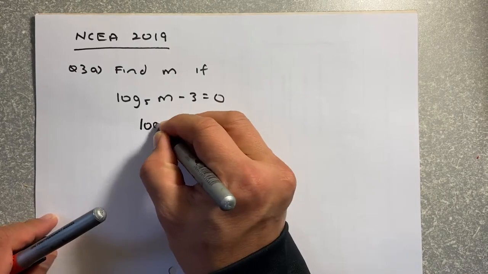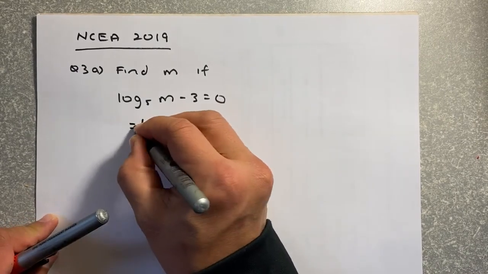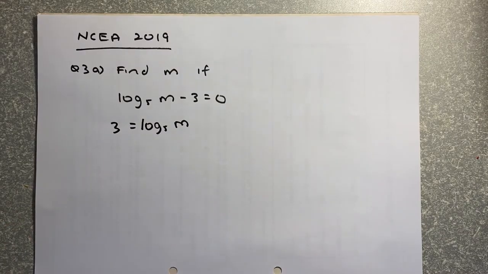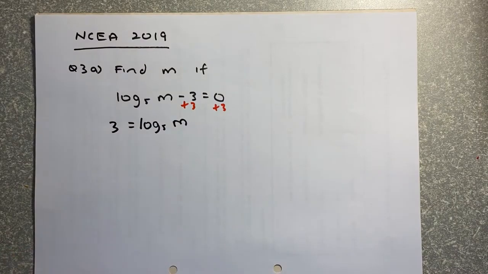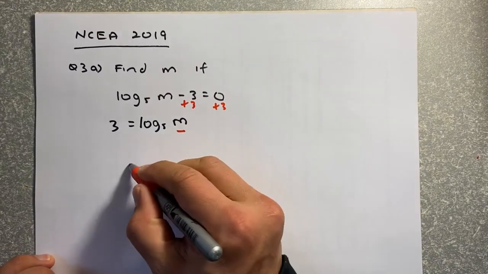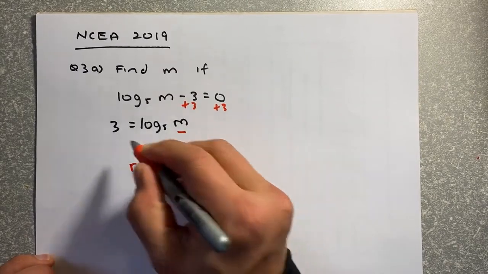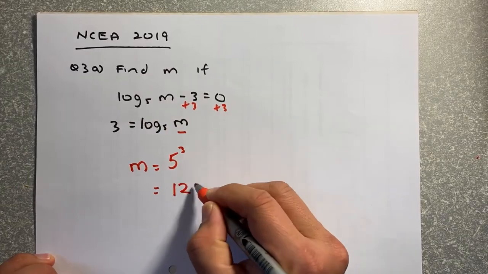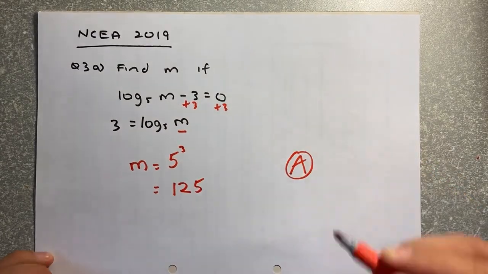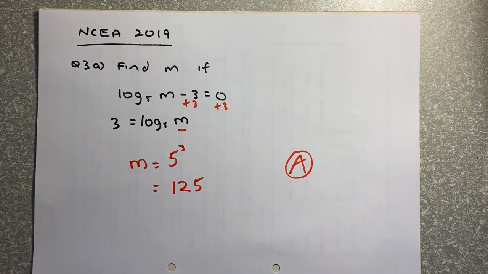So log to the base 5 of m equals 3. What you did is plus 3 on the left and plus 3 on the right, and we put the 3 in front now. Okay, so now we have the single number in front. Then we are going to make it into a power form. The last number, which is m, comes in front. So m equals 5 to the power of 3. The last number becomes the first number, and the first number becomes the power, and the answer is 125, and that will be an Achieved in NCEA Level 2.